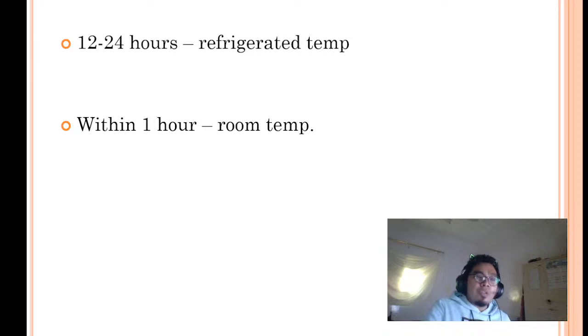So I want you guys, if you're going to work as a swabber, please remember this. Preserve it immediately, because you want to get an accurate result. If you don't get the accurate result, you might give the patient a false negative result, and that patient can go back to the community and spread the disease to other people.